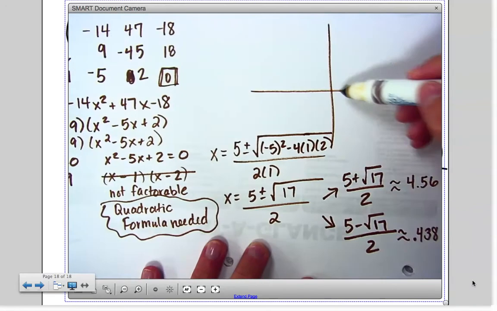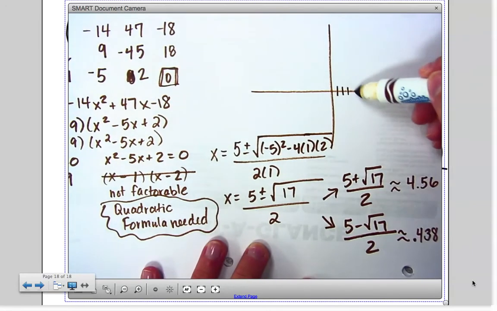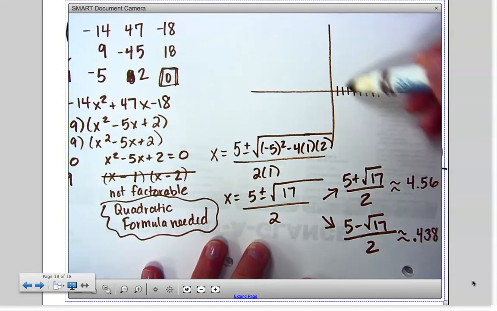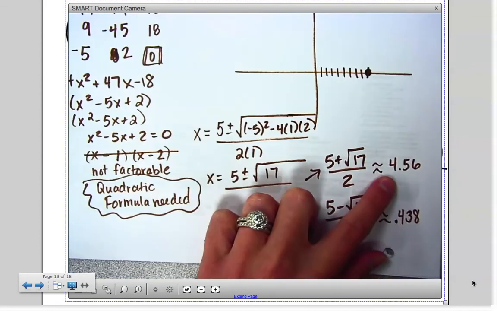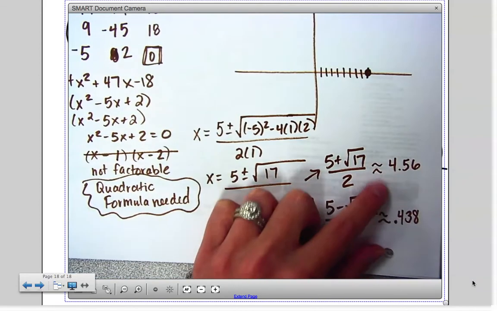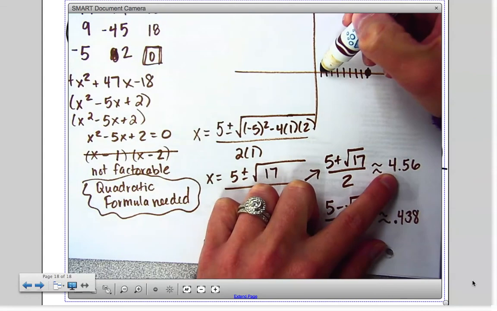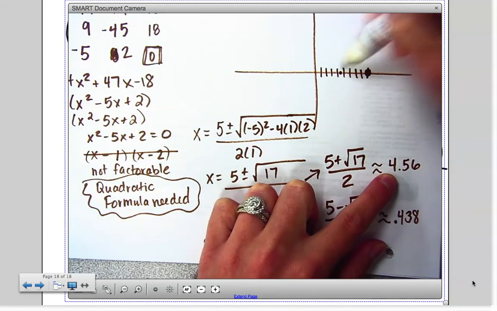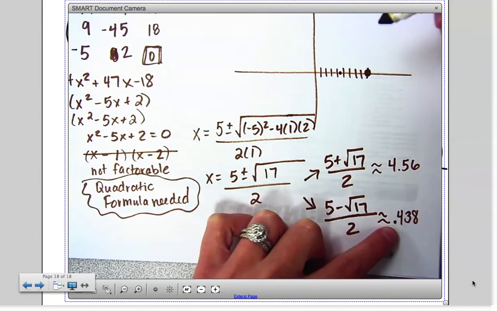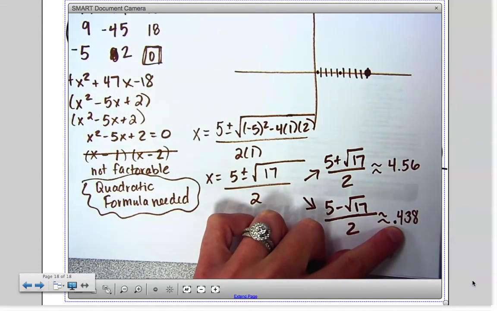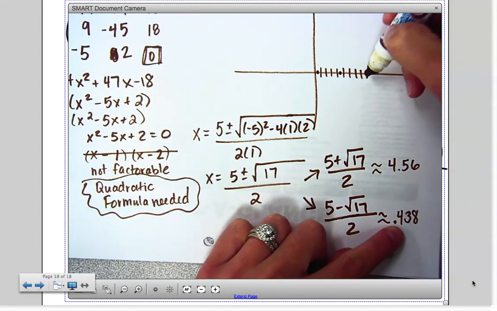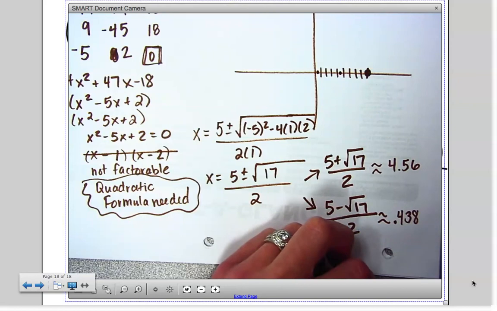So what this says visually is, to begin with, 9 was an x-intercept. There's one of my x-intercepts. Now, here are approximate x-intercepts. Approximately 4.56, so I'm going to go 1, 2, 3, 4, and almost to 5. And then 0.4 is between 0 and 1. So my x-intercepts are there. They're just not whole like my 9. They're not nice, quote-unquote, clean numbers.